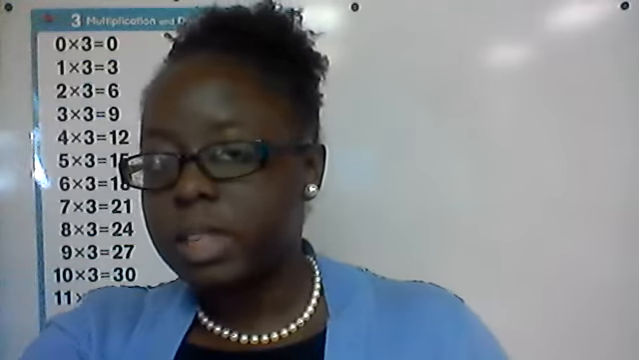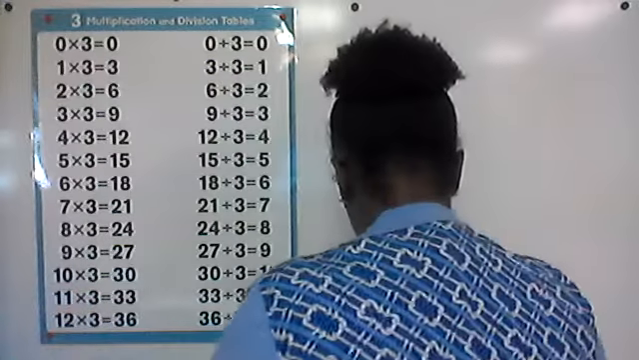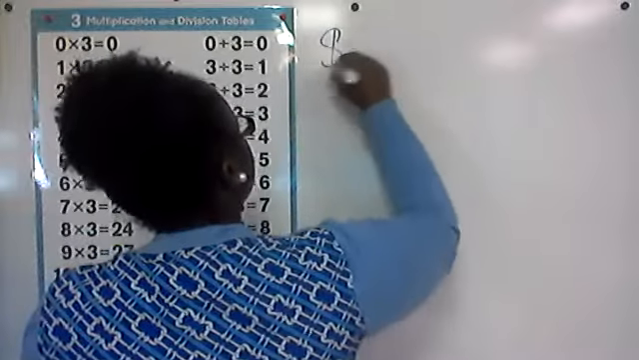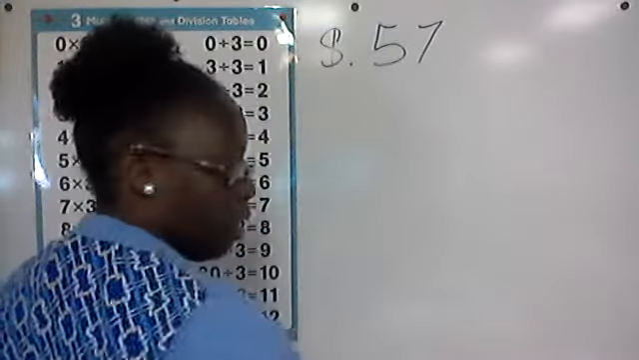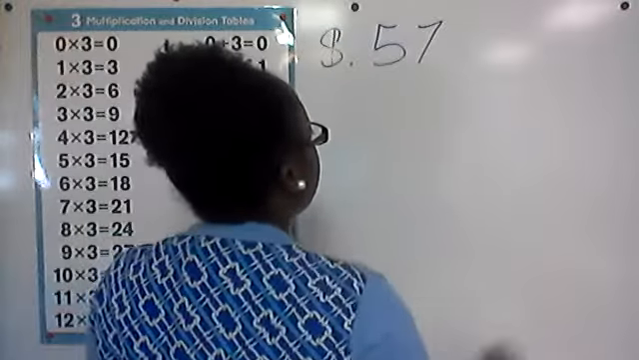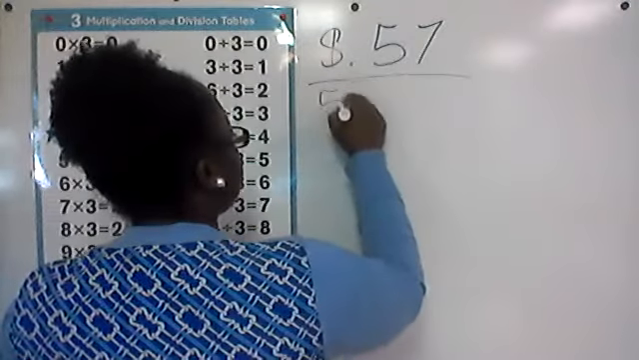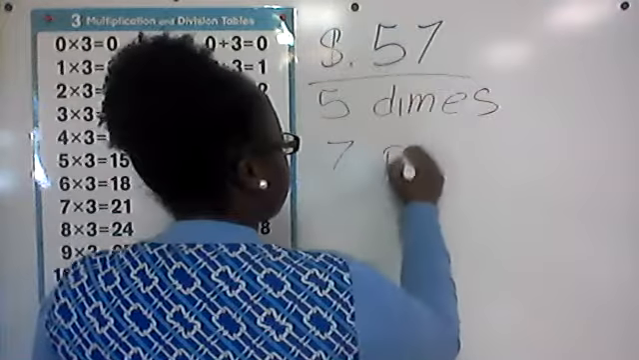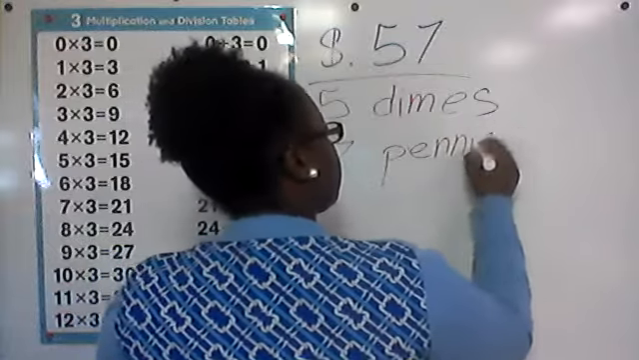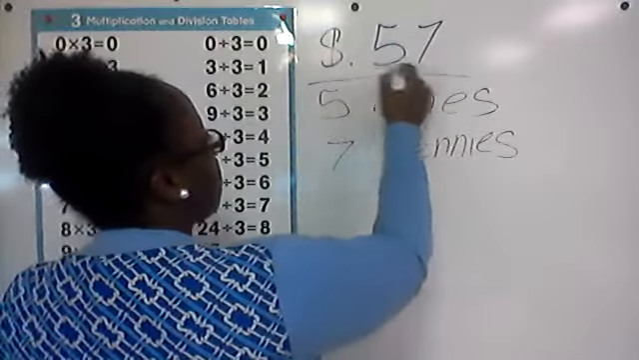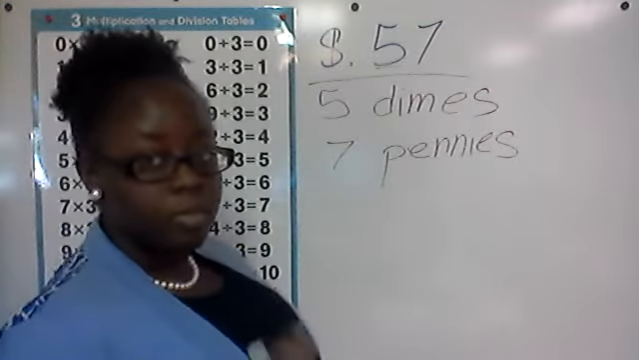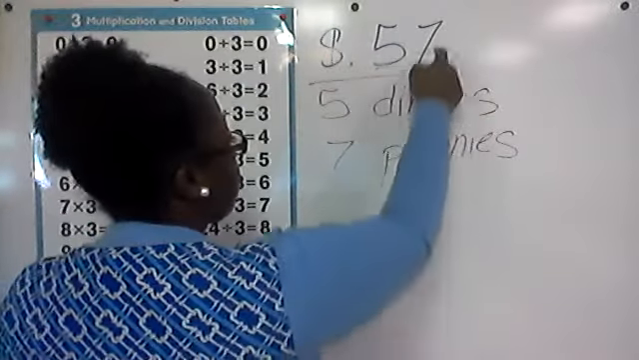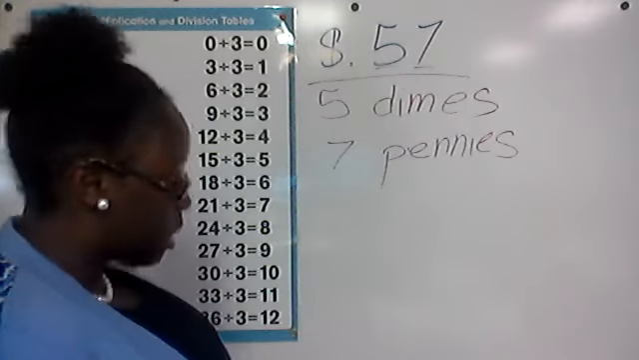All right, so how many dimes did I have? I had 5 dimes. Let me go ahead and put what I was looking for. I was looking for 57 cents. And I have 5 dimes. And 7 pennies. If you notice, how many dimes do I have? 5, right? Because this is the dimes place. I have 5 dimes to equal 50 cents, and then 7 pennies equal to 7 cents, because that's the pennies place.